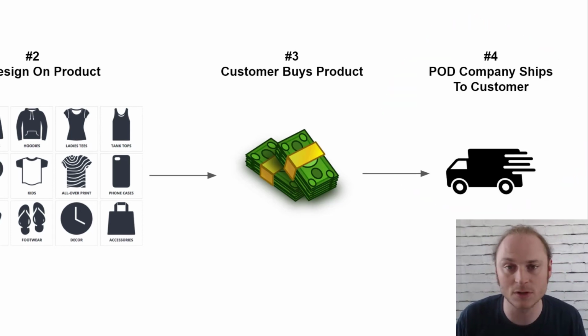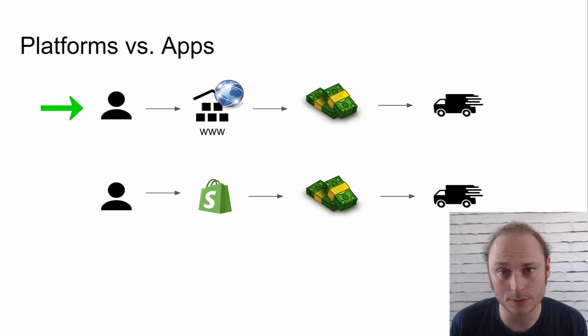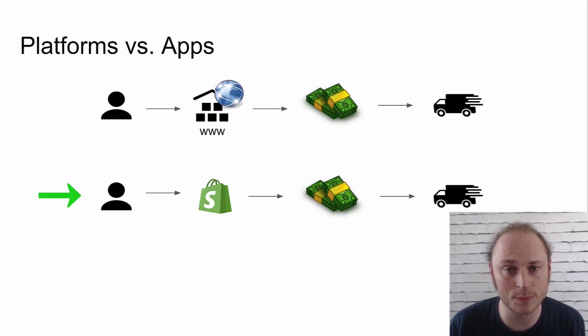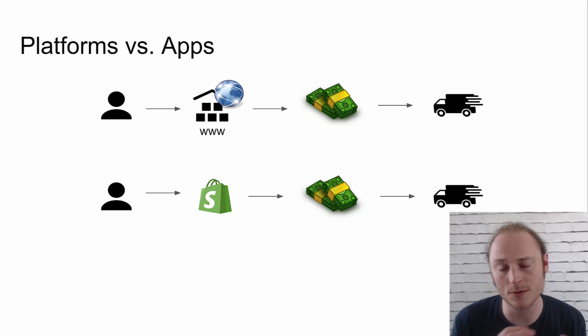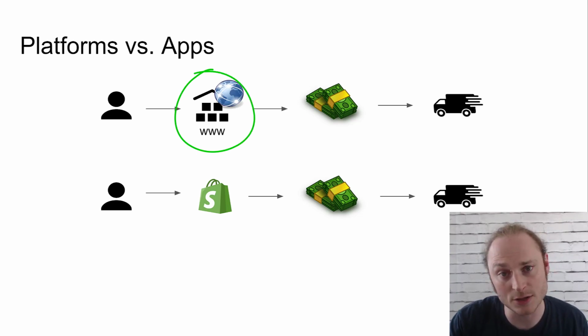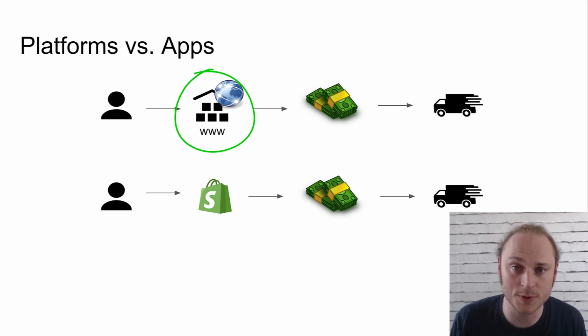So you're still not holding inventory or anything like that. So in the print-on-demand world, you have platforms and then you have apps. Now, a great example of a platform is Teespring, because everybody's heard about it. With Teespring, you take a design, you upload it to a product, and then you host that product right there on Teespring itself. You actually have a URL that is teespring.com/something, and it goes to your product.